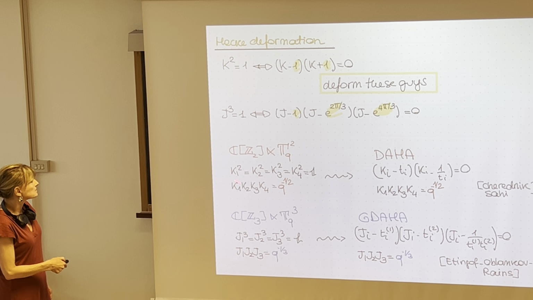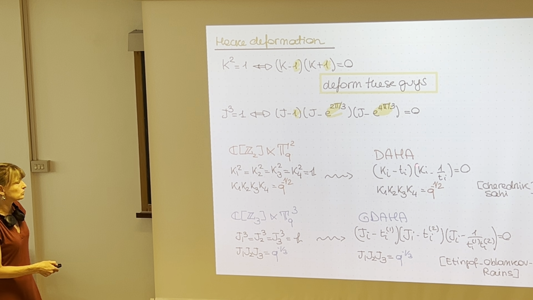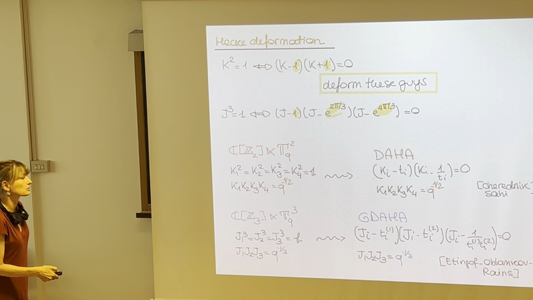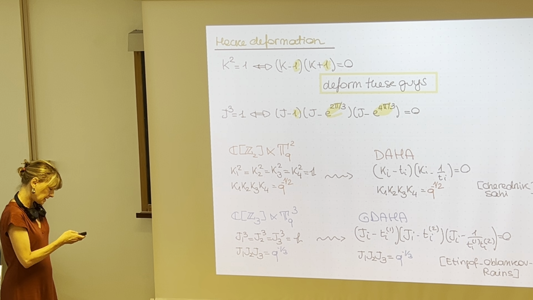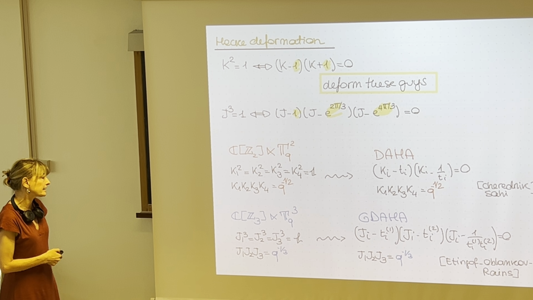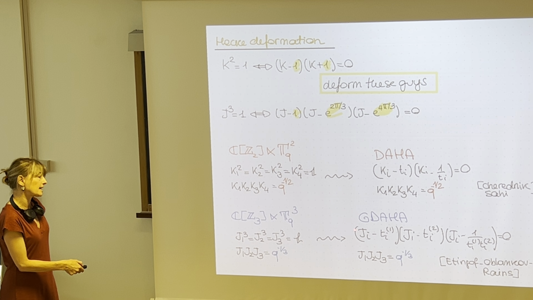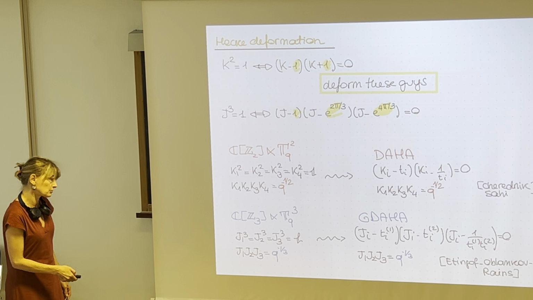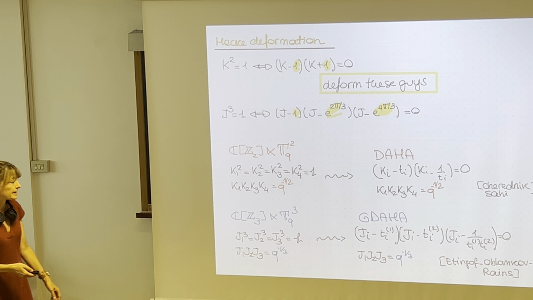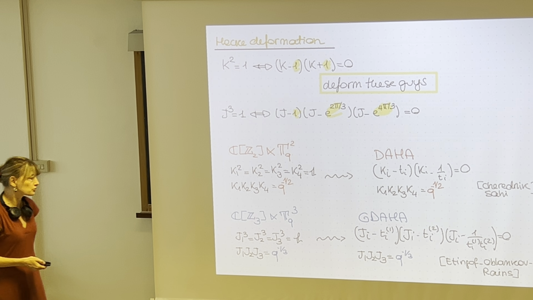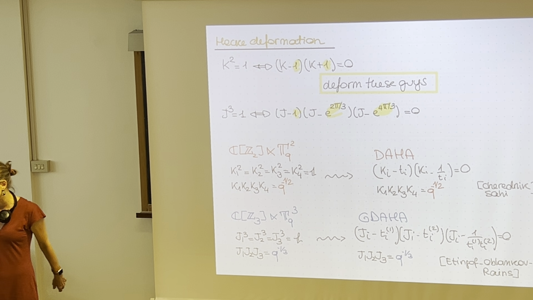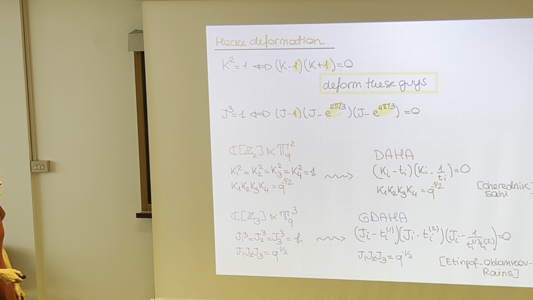So in this case, this is called the double affine Hecke algebra associated to C1 check C1, and it was introduced by Cherednik and generalized to higher rank by Sahi. And this case is called the generalized double affine Hecke algebra, introduced by Etingof, Oblomkov, and Rains, and then they also introduced higher rank. But for today, I'm discussing rank 1. So what I'm going to do is to discuss representation theory of these algebras, okay?